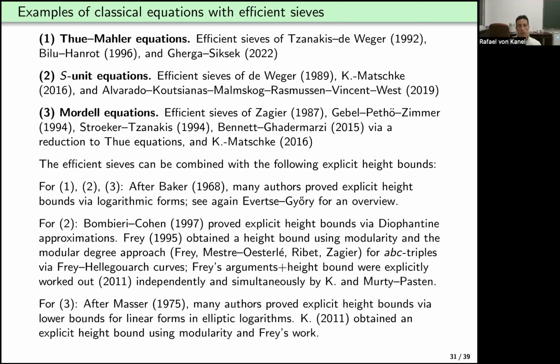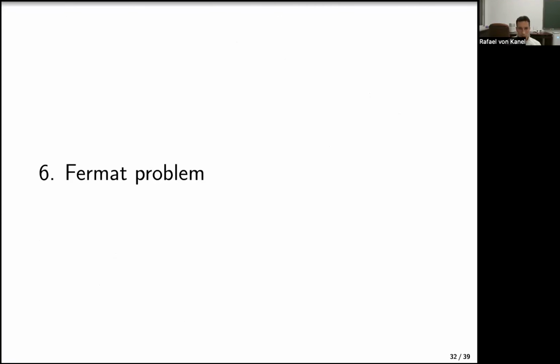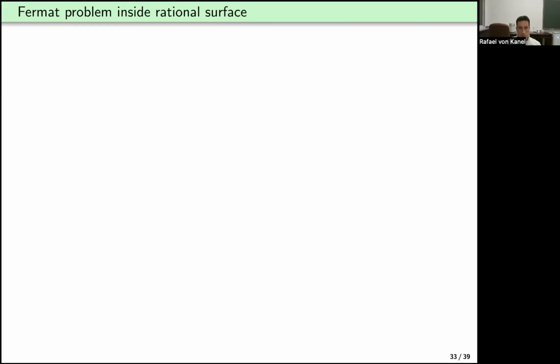And the hope is that in the future, maybe one can also use such efficient sieves for the Q-rational points of these curves which satisfy criterion tau. Okay, so maybe in the last part, let me now focus on this so-called Fermat problem.